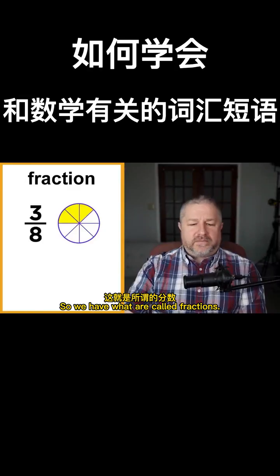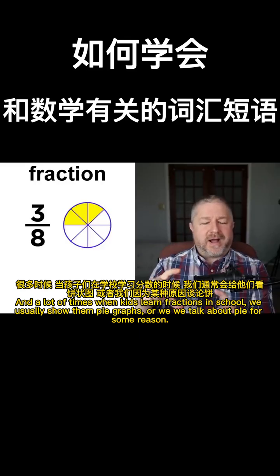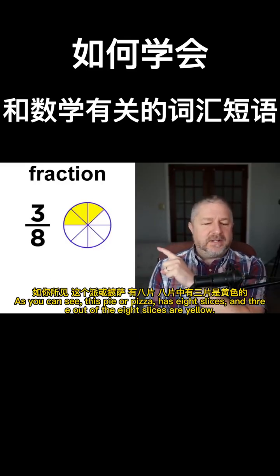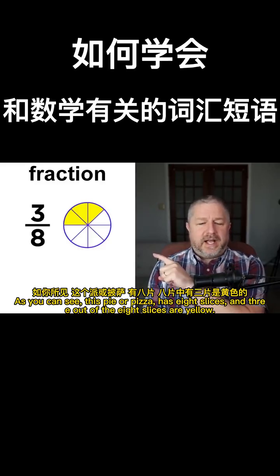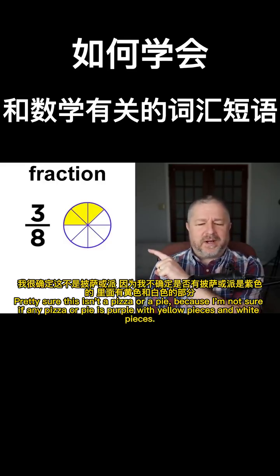So we have what are called fractions. And a lot of times when kids learn fractions in school, we usually show them pie graphs, or we talk about pie for some reason. As you can see, this pie or pizza has 8 slices, and 3 out of the 8 slices are yellow. So we would say 3/8 of the pie is yellow, or 3/8 of the pizza is yellow. I'm pretty sure this isn't a pizza or a pie because I'm not sure if any pizza or pie is purple with yellow pieces and white pieces.